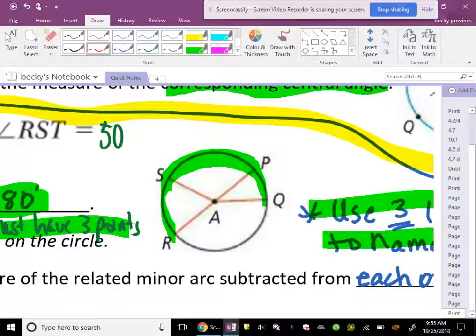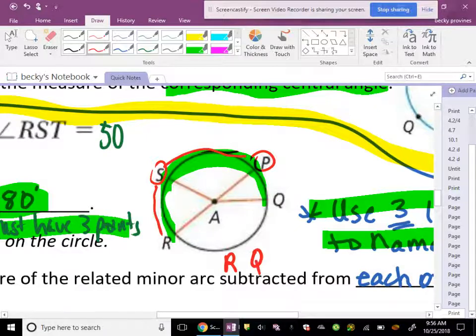So to name this, you could either start with R or start with Q. Now, along this path, you come across S and you come across the P. You don't choose both. You pick one of them. And I know the endpoint is Q. So just pick one. I'm just going to pick S because it's the first one I come across. That is a semicircle.